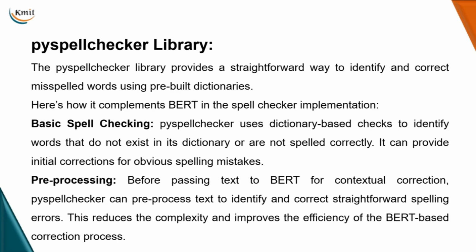Pyspellchecker and BERT work together in two steps. The first step is basic spell checking. Pyspellchecker uses dictionary-based checks to identify words that do not exist in the dictionary or are not spelled correctly. It can provide initial corrections for obvious spelling mistakes. By fine-tuning, you can get a lot of improvement in the model. Then it pre-processes the text before passing it to the BERT model for contextual correction. Pyspellchecker can pre-process text to identify and correct straightforward spelling errors, which reduces the complexity and improves the performance of the BERT-based correction process.